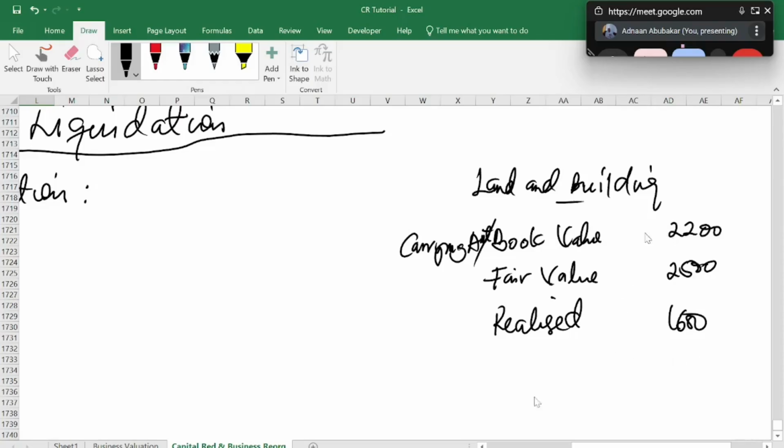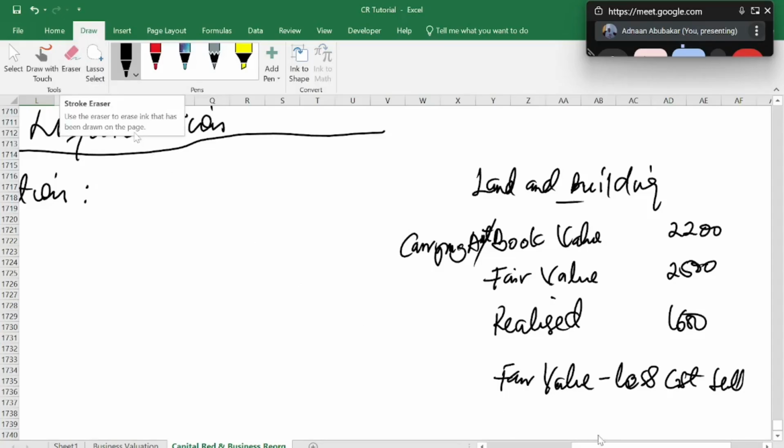You see, if you are familiar with IAS 36, you realize that even fair value is not complete. There's what you call less cost to sell. So at the end of the day, you have the fair value of the asset, but when you are going to sell it, there are other incidental costs you can incur, and that can also reduce the fair value. When you realize it, it can be less than the fair value. Are you with me? Take note of that.